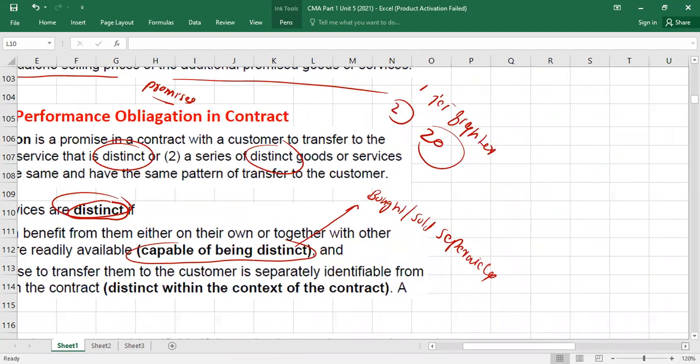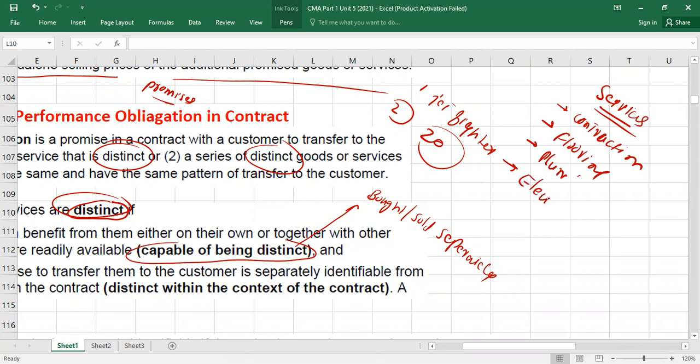Let's assume you are a construction company, and this is your range of services which you can offer. You can provide, for example, only construction work, just making infrastructure. You can provide flooring work also. If they want only flooring, you can sell flooring. You can provide plumbing work also. You can also provide electrical work if they want. You can provide maintenance service if they want.